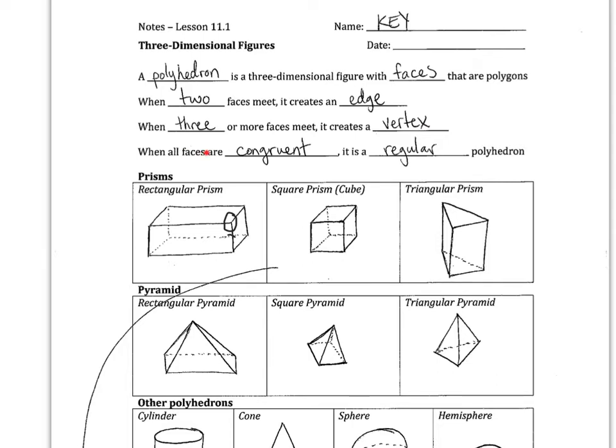And when all of your faces are congruent, which means the same, then it's a regular polyhedron. Like this and this and this, these are all the same. All of the faces are the same. So it's considered a regular polyhedron.